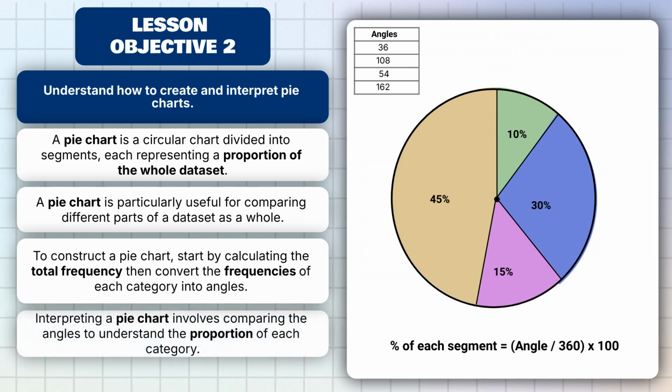Interpreting a pie chart involves comparing the angles to understand the proportion of each category. You can convert angles back into frequencies for exact values by reversing the angle calculation. By following these guidelines, you can create both histograms and pie charts to visualize and interpret data effectively.